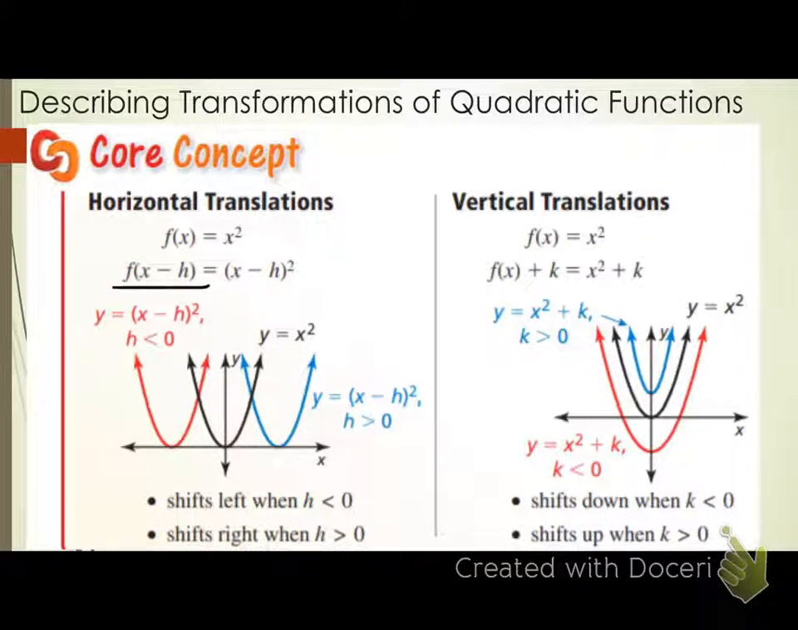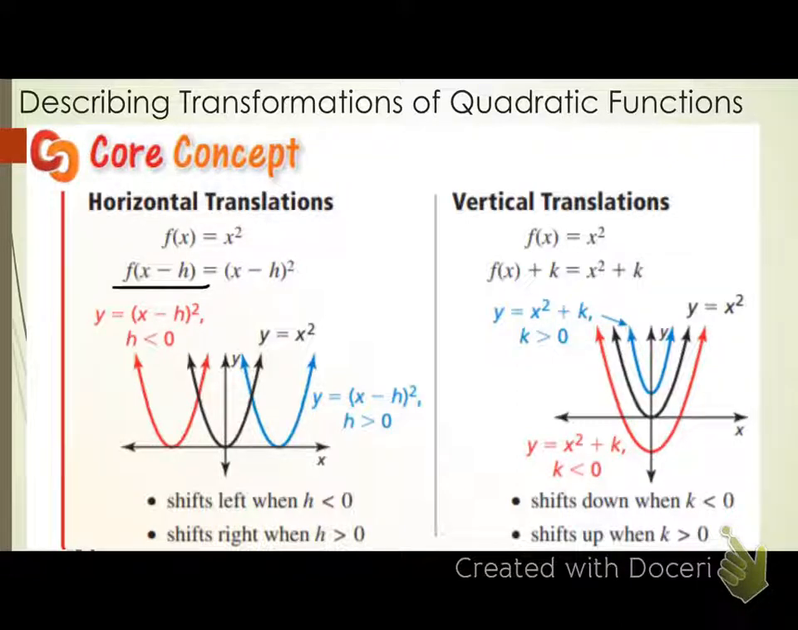So, for horizontal translations, listen up, quit talking. For horizontal translations, if my h value is less than 0, what numbers are less than 0? Negative numbers. Yep. So if my h value is less than 0, it shifts left. When my h value is greater than 0, what numbers are greater than 0? Positive numbers, it shifts right.